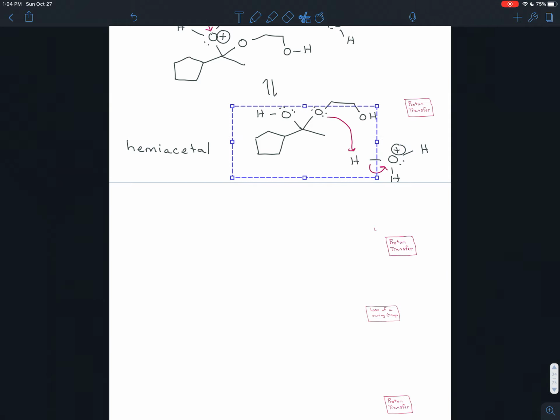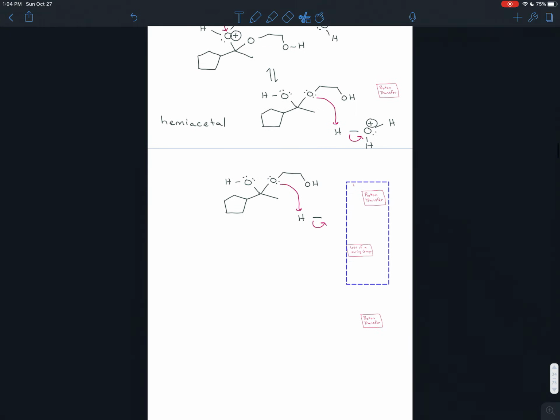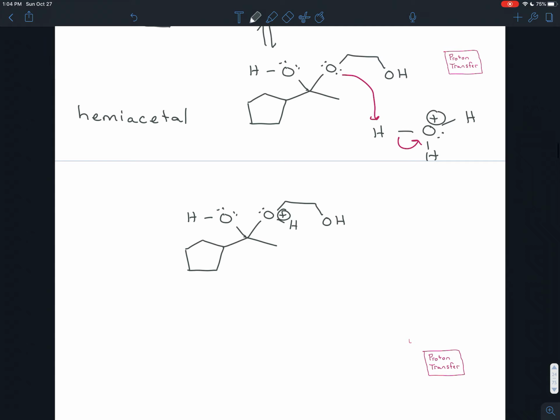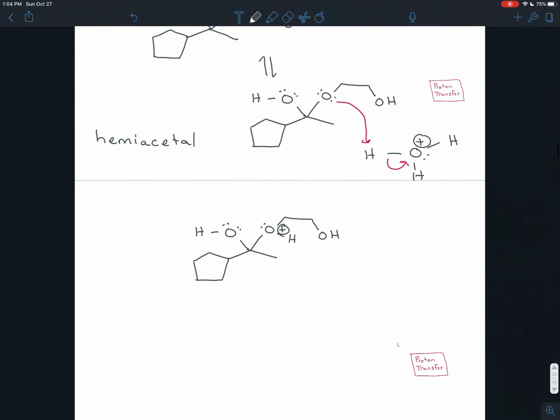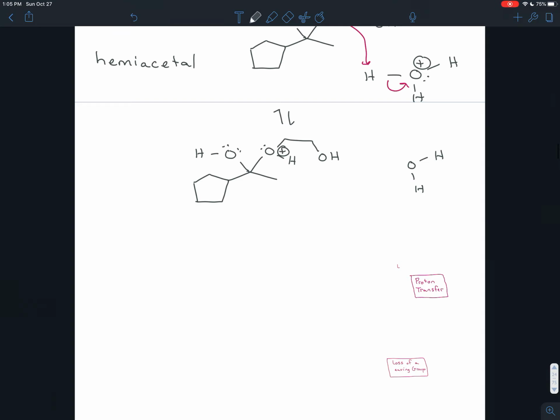And we'll be left with basically the same molecule, but this lone pair will just be bonded to a hydrogen. That gives the oxygen a full positive charge and makes it an amazing leaving group. Now all it needs is the slightest push. And we also formed water here. The slightest push, and this will leave the molecule.